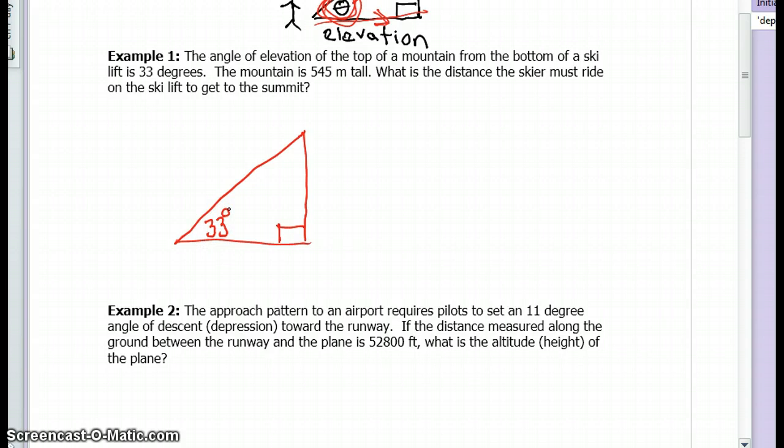The mountain is 545 meters tall. So if this is the angle of elevation to the top, this is going to be how tall the mountain is, 545 meters. What is the distance a skier must ride on the ski lift to get to the summit? Now that's going to be represented by this right here, and I'm going to call it distance. So we need to find that value.